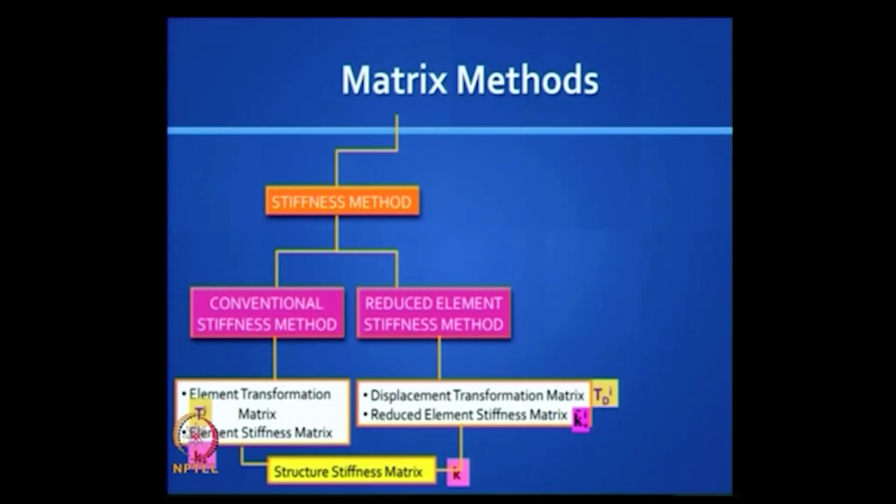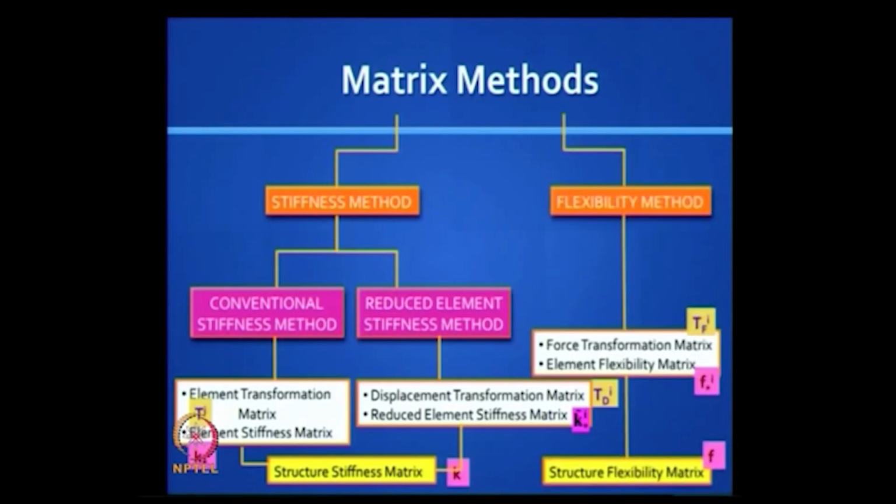We will discuss this in the next class, and the stiffness matrix you get here has an inverse, and that turns out to be the flexibility matrix. So you have the third method that we need to study. It is called the flexibility method.